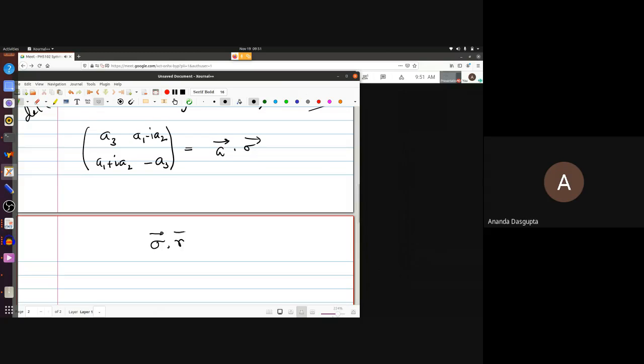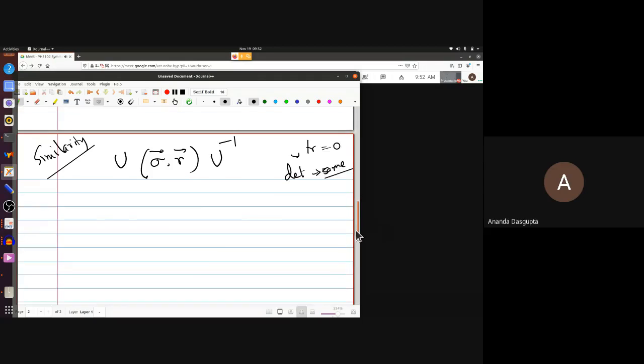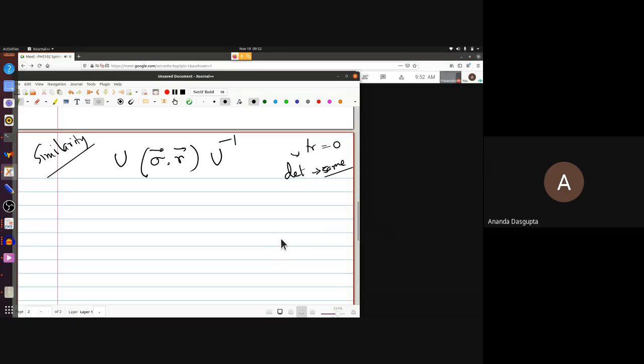this matrix sigma dot r and hit it with a matrix U on the left, a matrix U inverse on the right. This is a similarity transformation. Now, if you did a similarity transformation, then the trace would stay the same. The trace would be 0, and the determinant would also stay the same, right? But it would usually not be Hermitian, right? Trace is the same, determinant is the same, but the Hermitianity is lost in general.